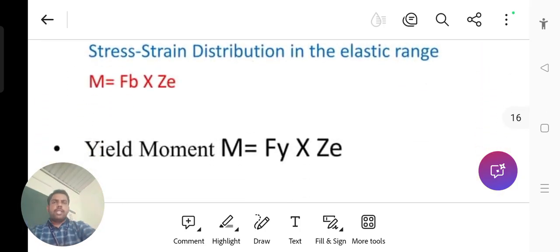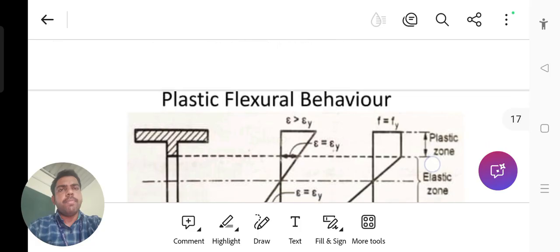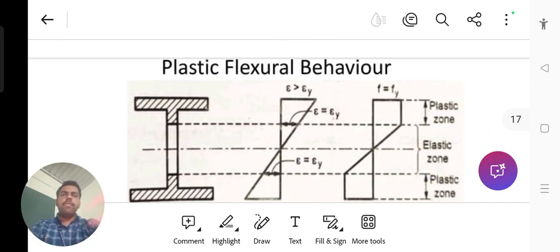Here, by using the moment formula M by I equals sigma by y equals E by R, from that equation we get the moment on that particular section, and that moment of section is converted into I by y, which comes under modulus of section. So yield moment means Z into Fy. Z means modulus of section.